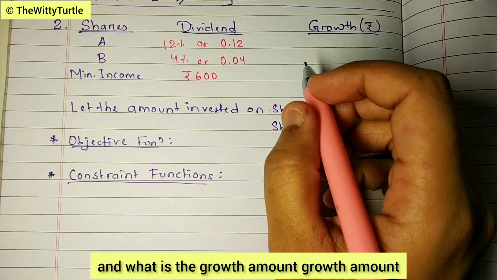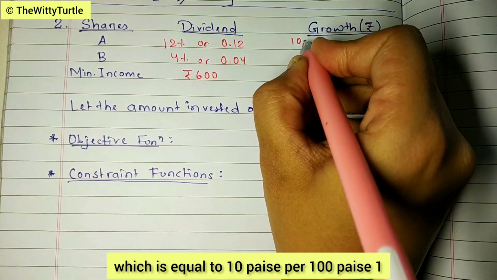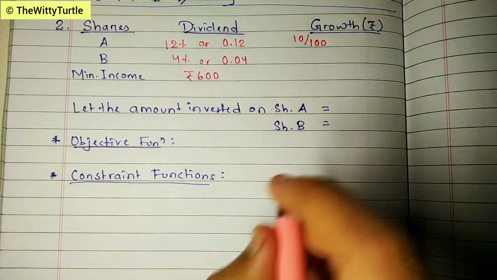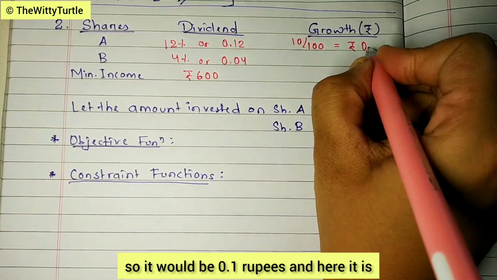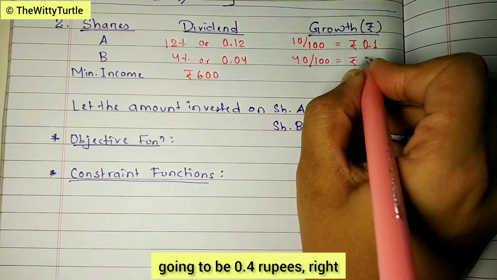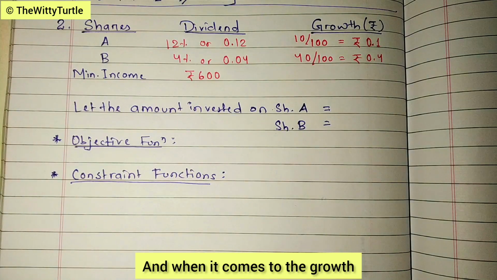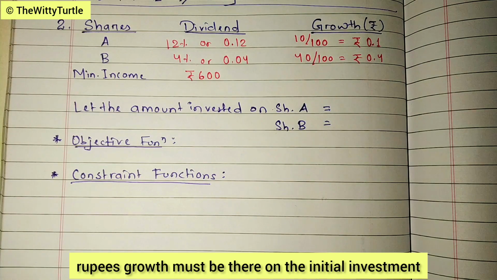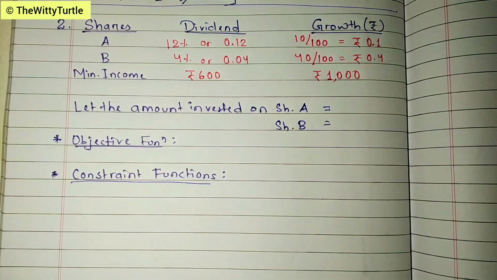And what is the growth amount? Growth amount is 10 paise per 1 rupee, which is equal to 10 paise per 100 paise. 1 rupee is 100 paisa. So if we convert this into rupees, it will be 0.1 rupees and here it is going to be 0.4 rupees, right? And when it comes to the growth, in 1 year, at least 1000 rupees growth must be there on the initial investment. So the minimum growth is rupees 1000, right?